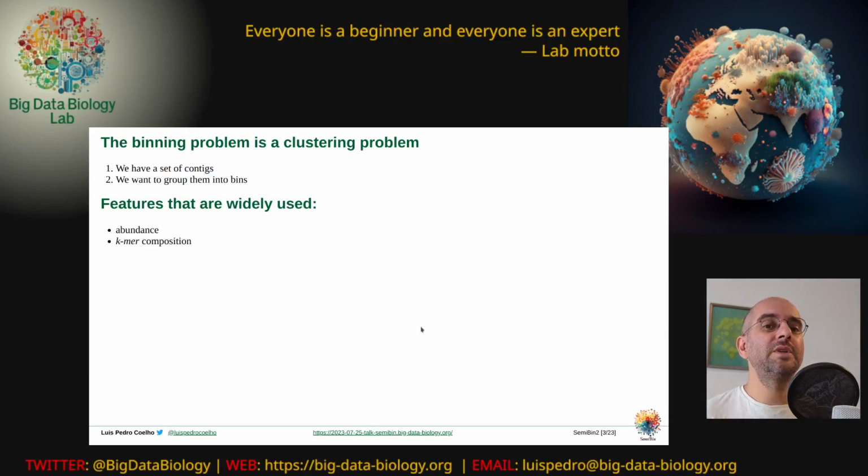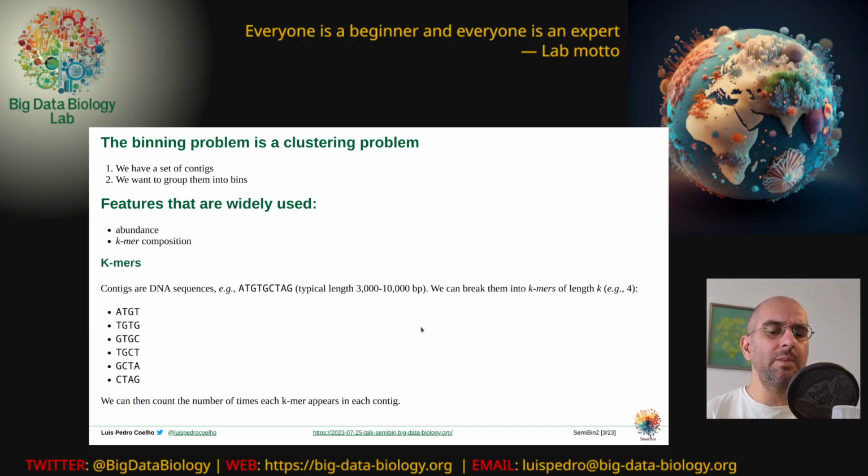The other feature that we use is k-mer composition, because genomes have a characteristic k-mer composition that we can exploit in this setting. A k-mer is where we simply take our DNA sequence, and in SemiBin, and this goes back about 10 years, we use k equals 4, so 4-mers, and we just count how often each of these 4-mers appears, and that's our k-mer signature.